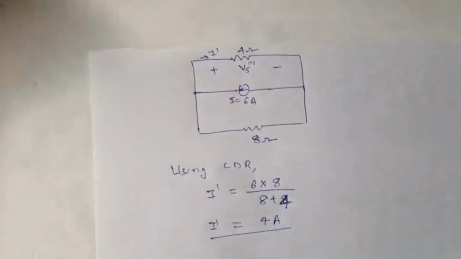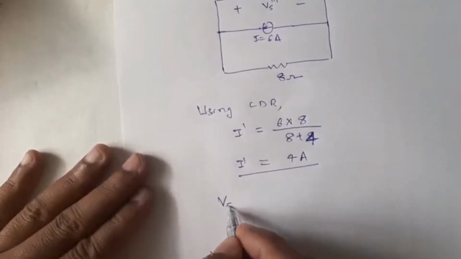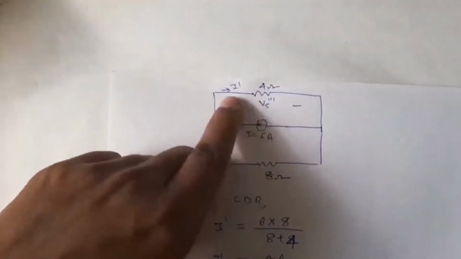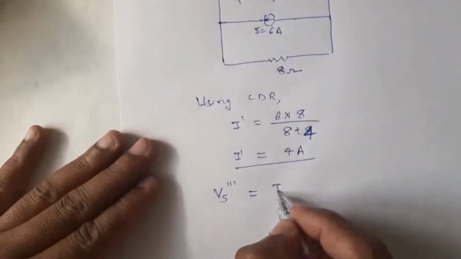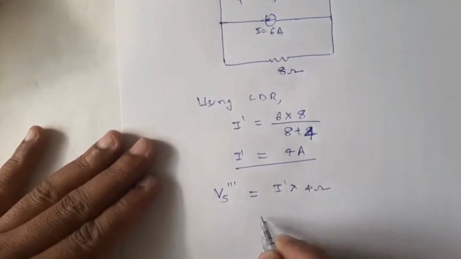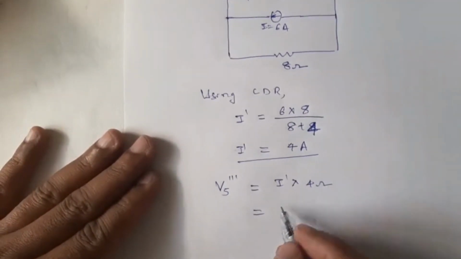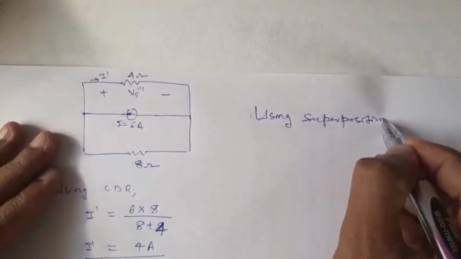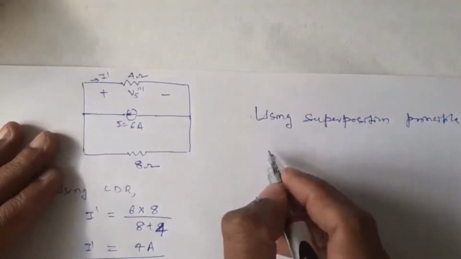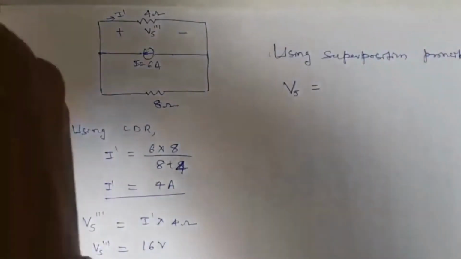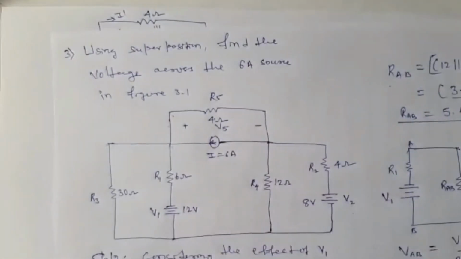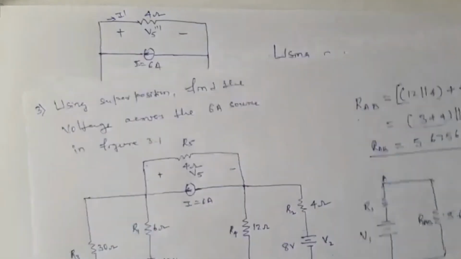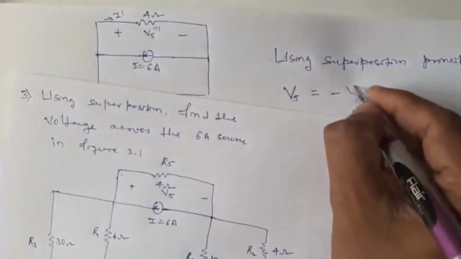Now V5 triple dash is 4 ohm into I dash. It is I dash into 4 ohm, which is equal to 4 into 4, which is 16 volts. V5 triple dash is 16 volts. Now dear students, let us use the superposition principle to find V5. First and foremost, look at this. V5 is positive negative. V5 dash is negative positive. Because of that, this will be minus V5 dash.